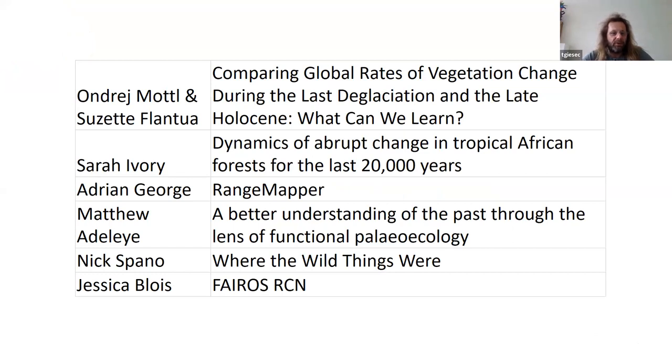And we looked at the Range Mapper by Adrian, and Matthew gave an exciting talk on a better understanding of the past through the lens of functional paleoecology, with examples from Southern Australia. And afterwards, we had a look at the wild things and where they were. And then Jessica gave us a talk on pharaohs.